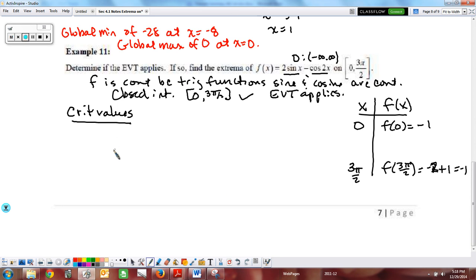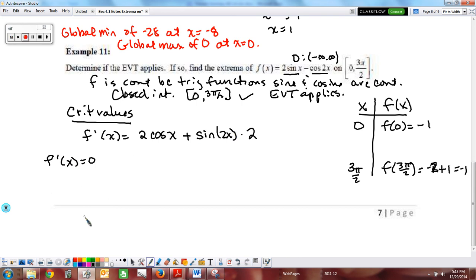All right, so for my critical values, let's find our derivative, f prime of x. The derivative of sine is cosine, so 2 cosine of x. The derivative of cosine is negative sine of u, don't forget the chain rule, times du. So we put that in, and we're going to set it equal to 0.